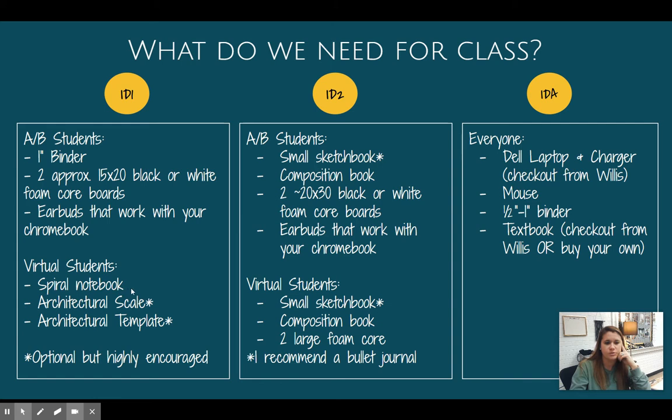If you're a virtual student, you'll need a spiral notebook, architectural scale, and architectural template. Those have stars beside them because they are optional, but I encourage you to buy them because they're a little bit pricey, but they're something that if you're in person we'll be using, and it's something that I found out last semester it was really hard to learn at home without that actual tool. If you don't know what these are, I have links on the next slide. Yay. Interior 2.